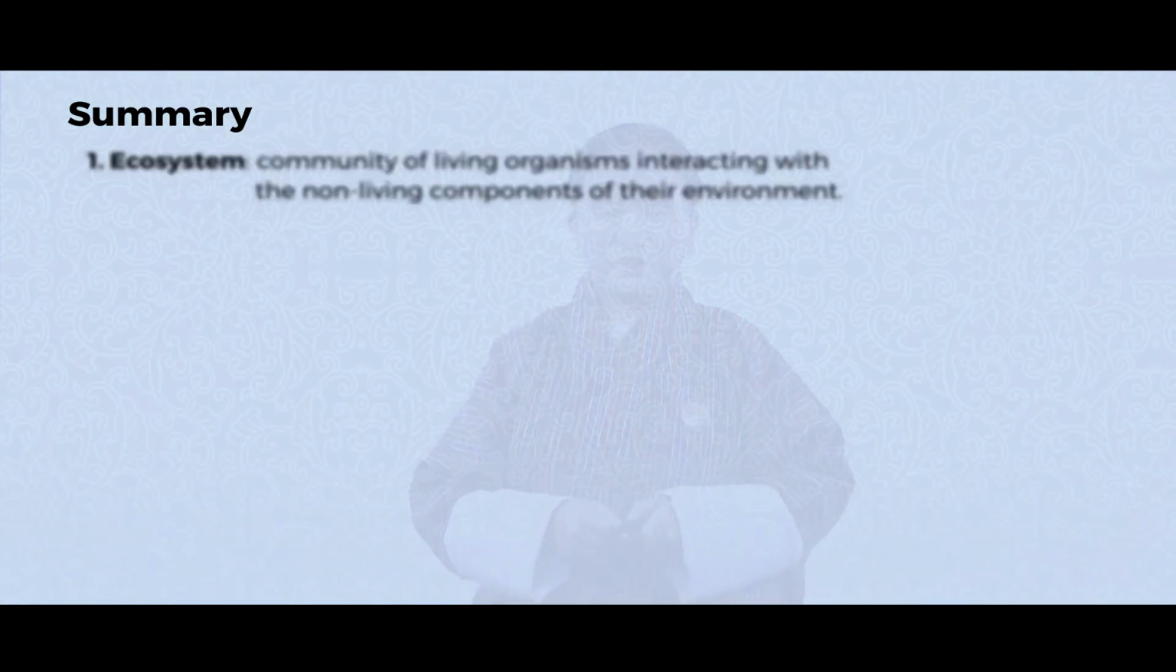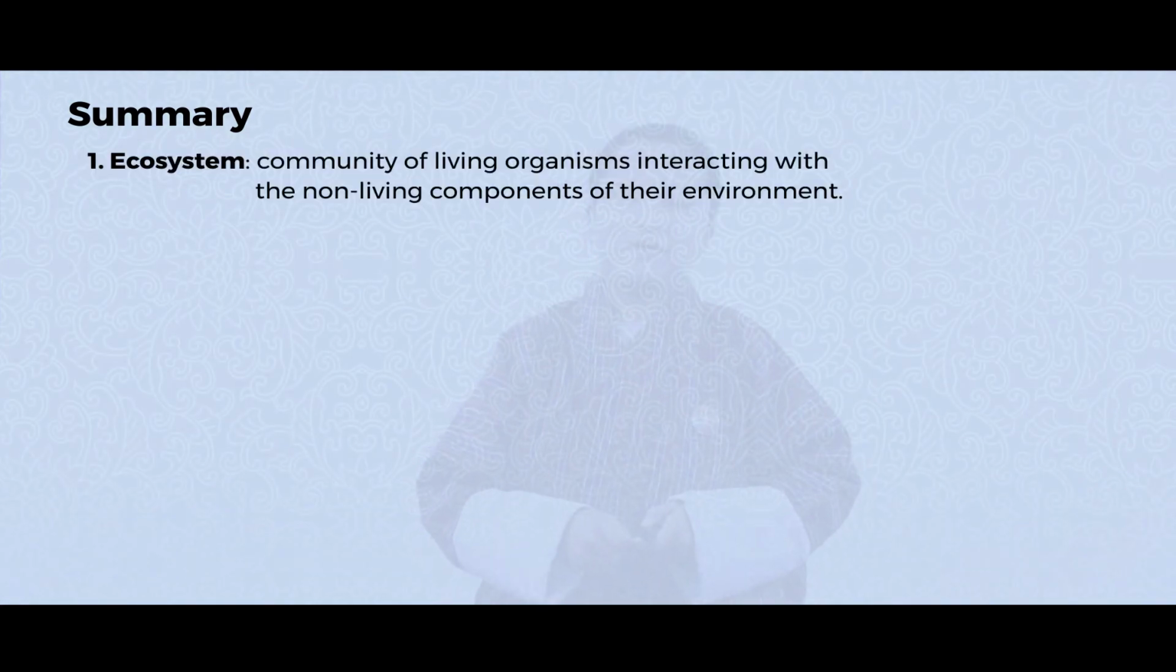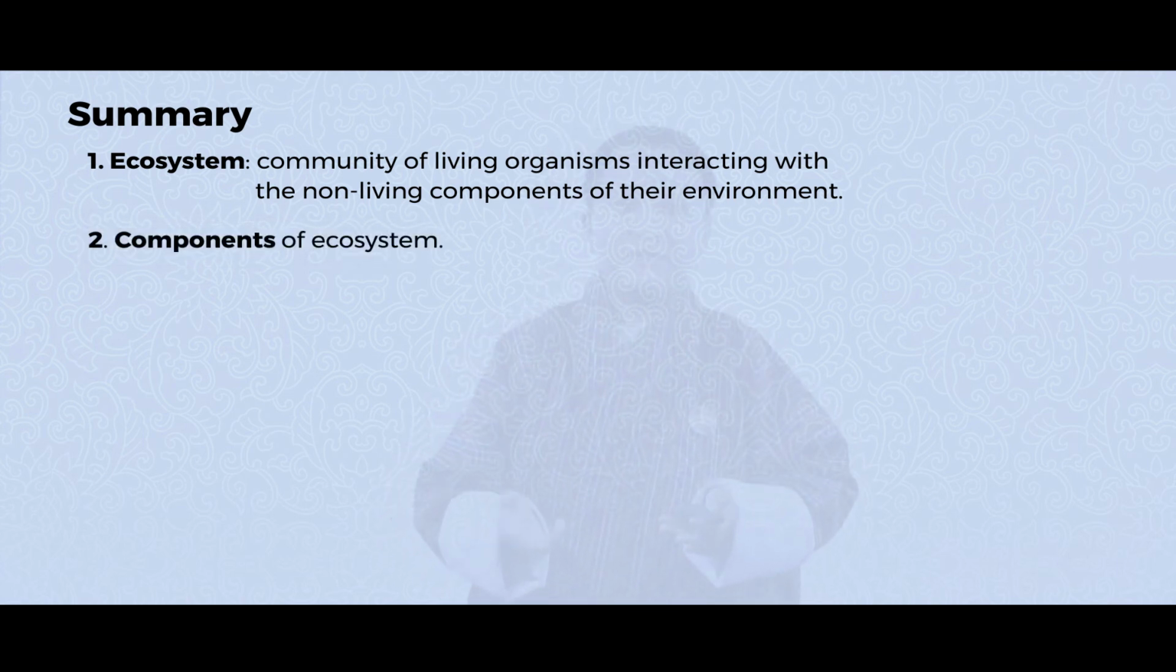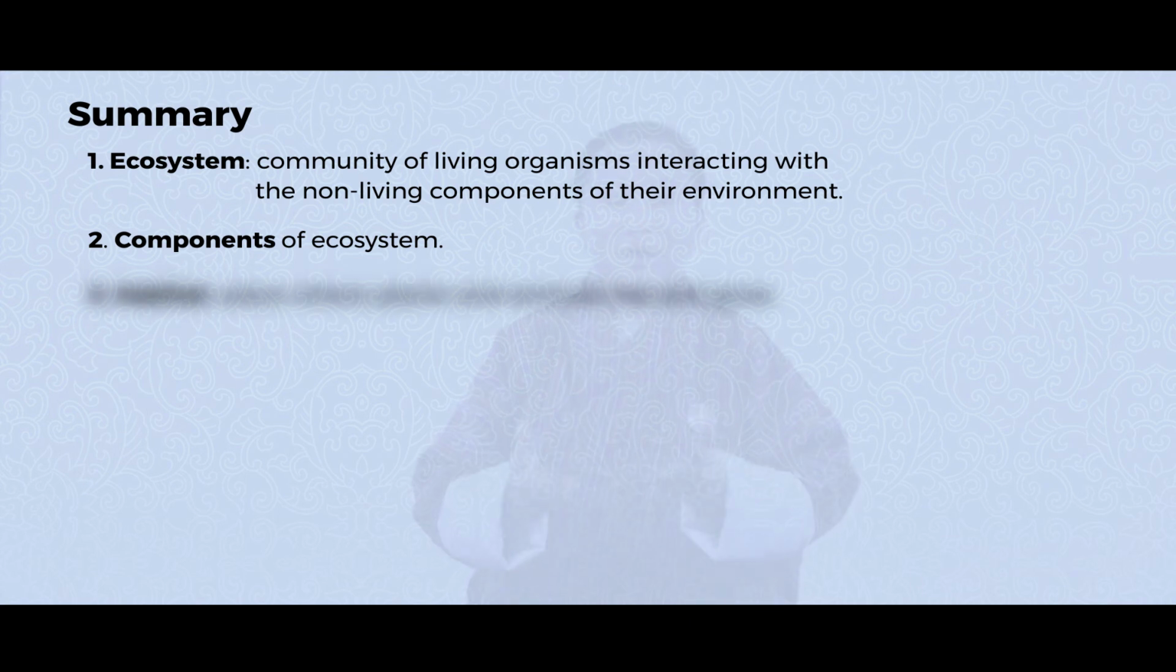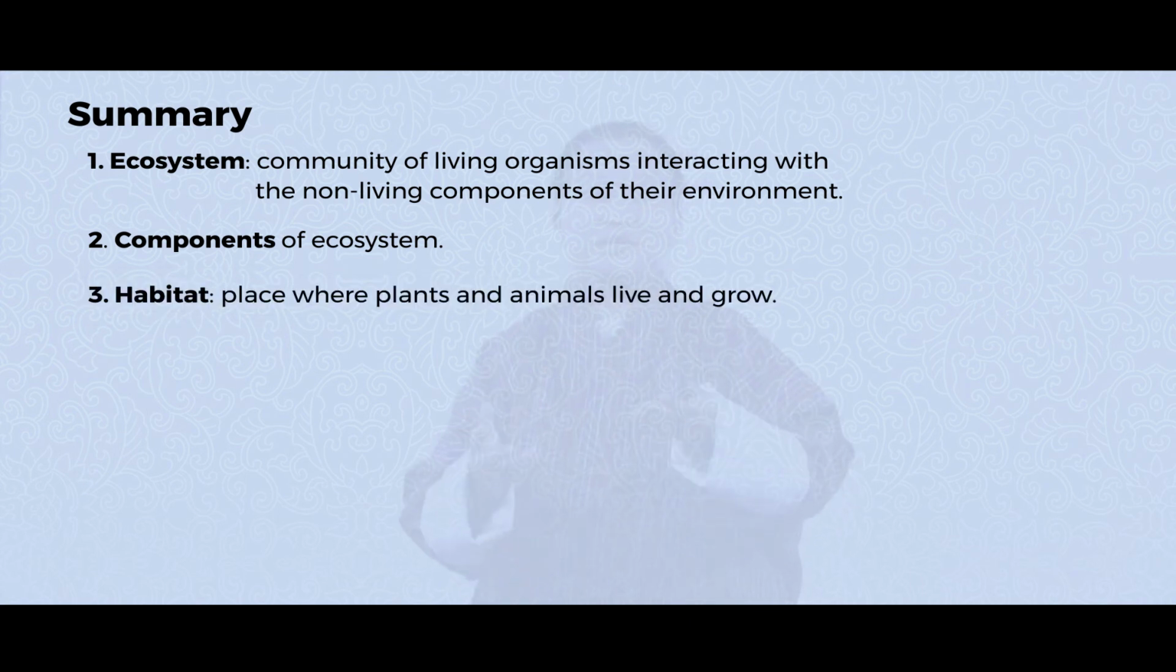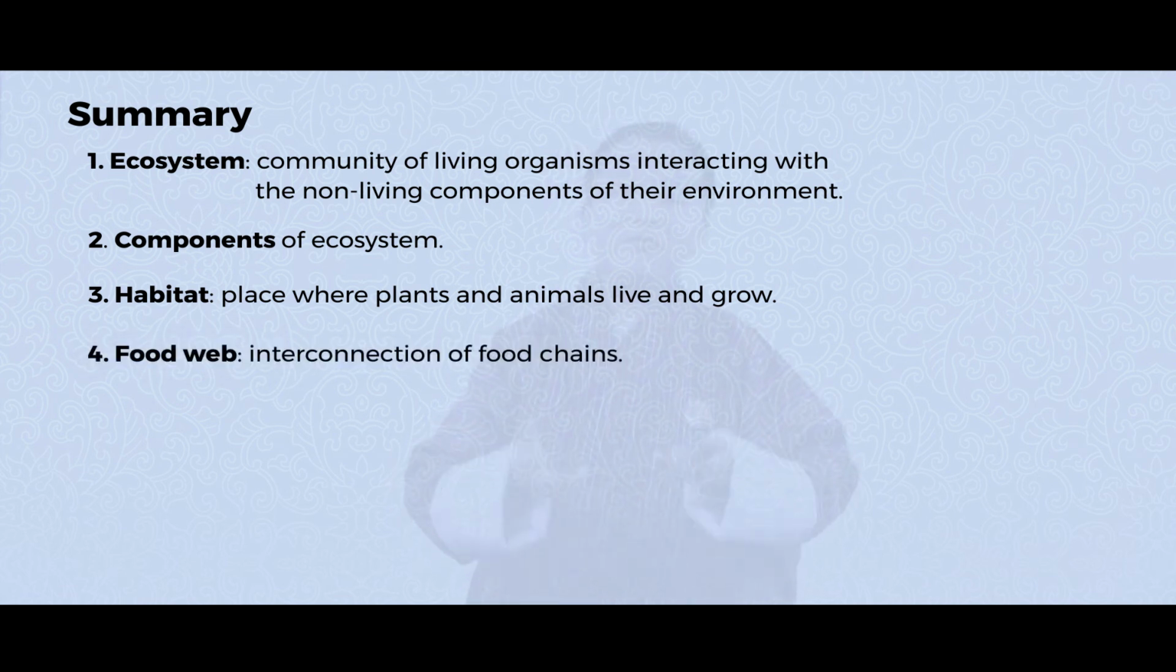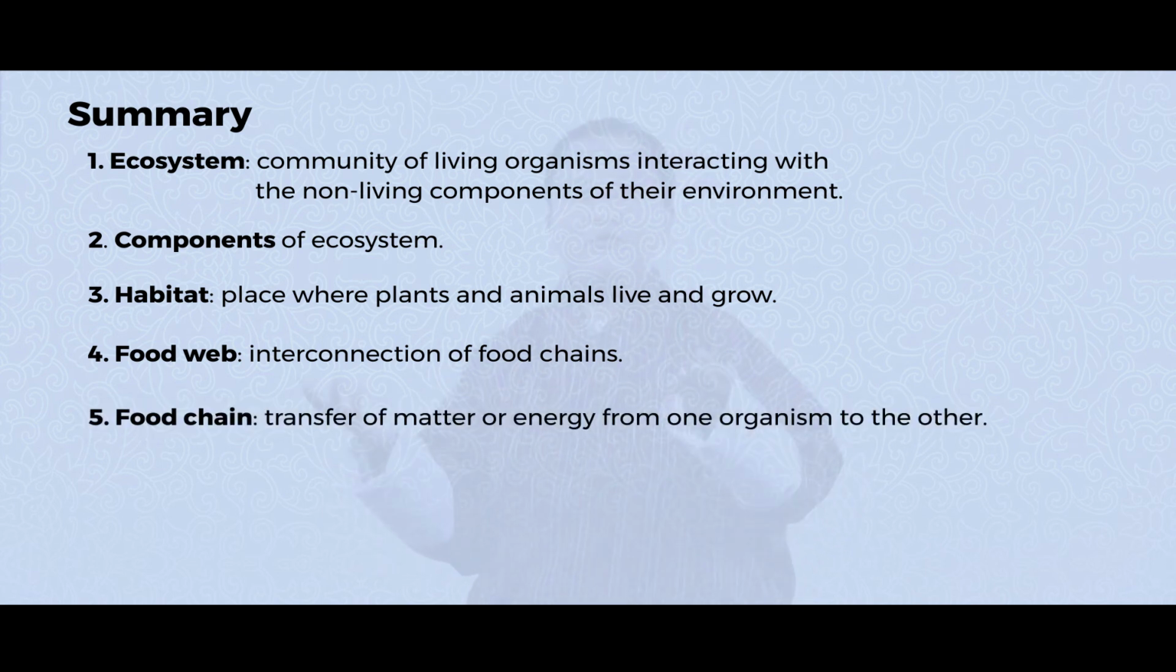Before we wind up the session, let us quickly reflect on some of the concepts we have discussed in today's class. Number one, we talked about the ecosystem. What is an ecosystem? It refers to a community of living organisms where there is interaction among living organisms and non-living components. After that, we talked about the components of the ecosystem. Then we discussed habitat, the place where organisms are able to live, reproduce, and grow successfully. Then we also talked about the food web and the food chain.